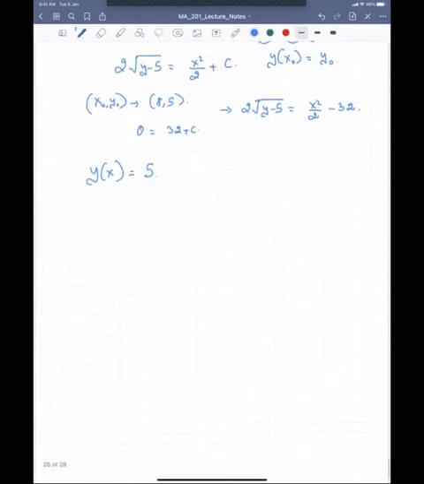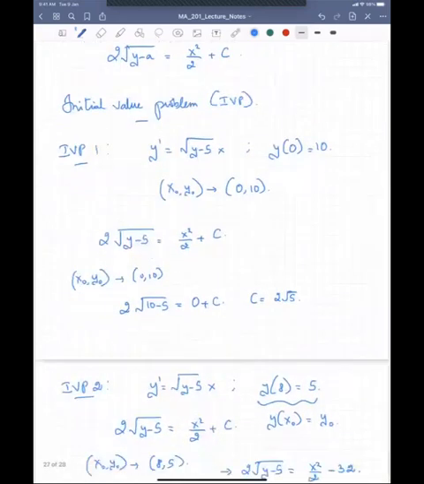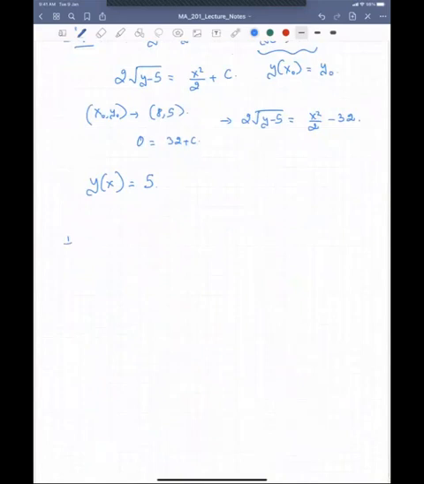So what's going on here? The lesson is that depending on the initial value, the number of solutions that you can have for a particular differential equation can vary. So I'll give you another example. I'll call this IVP3.